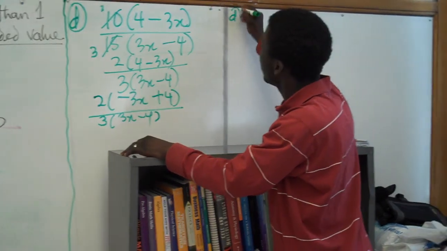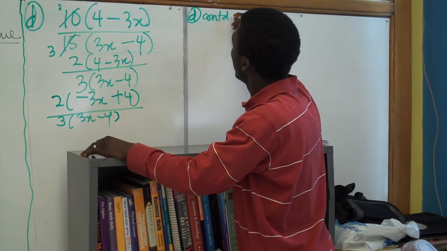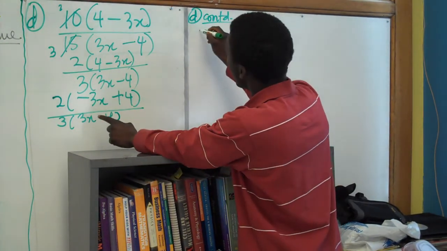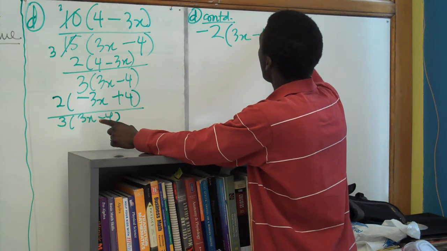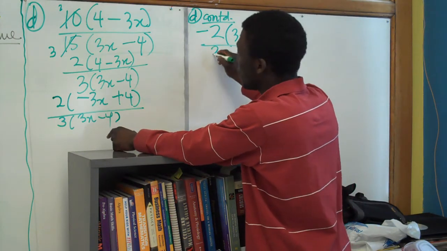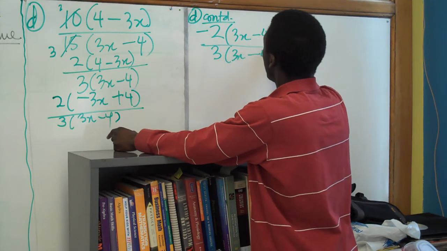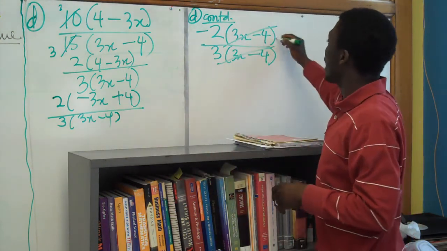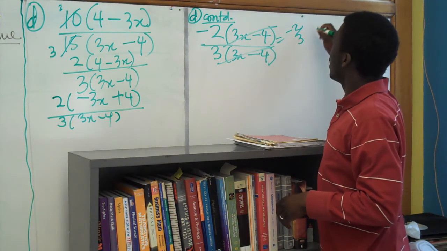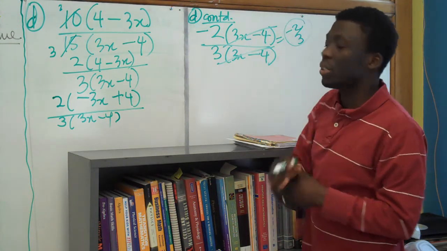So we take out the minus 1, so we get minus 2 into 3x minus 4 divided by 3 into 3x minus 4. At this point, you can cancel out the 3x minus 4, and all you have is minus 2 over 3 as your final answer. That's how you deal with that problem.